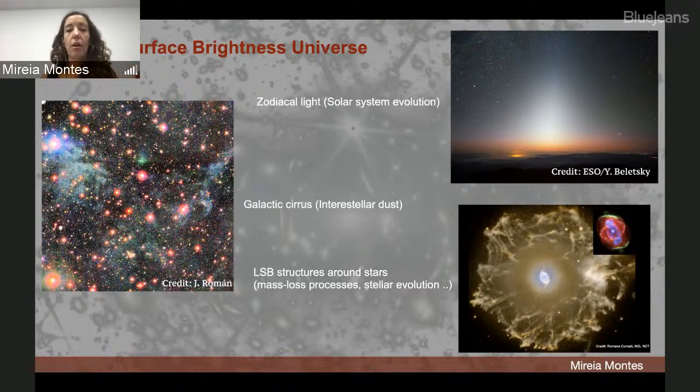I am talking about the optical infrared wavelengths, but it might be already quite obvious, as we might be the only ones still talking about surface brightness and magnitudes per square arcsecond. So this realm encompasses many fields. For example, the study of the zodiacal light for understanding our solar system, the galactic cirrus, the dust of our own galaxy, and also faint structures around stars that can tell us about stellar evolution and mass loss processes.